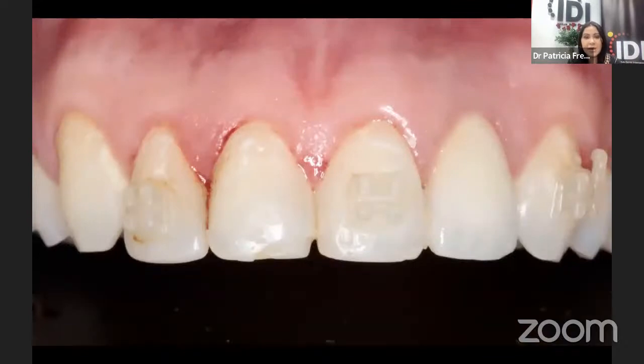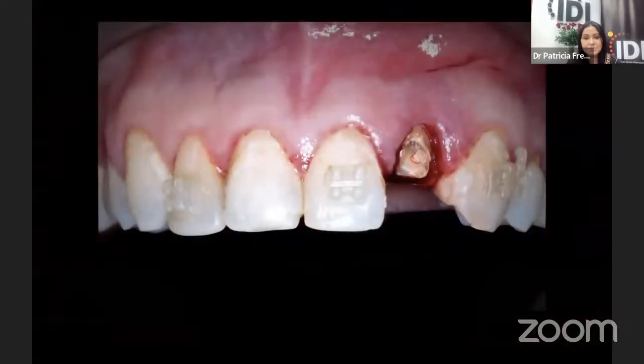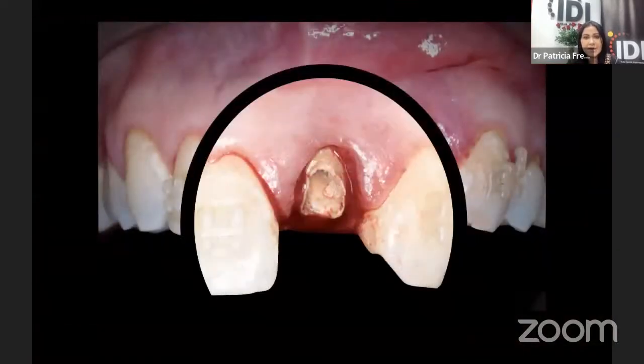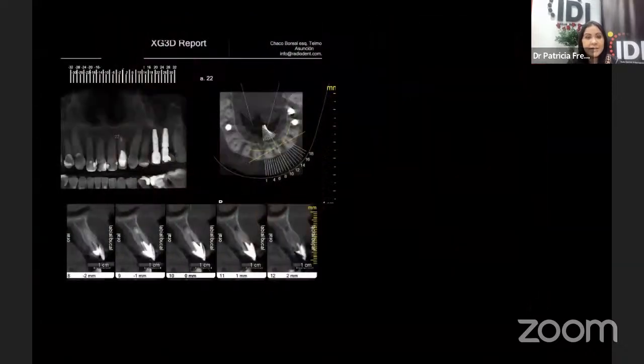And this is a case I want to share with you. We had a vertical fracture of that 2.2 lateral piece. So here you can observe in the middle buccal of that root, we have a line. That shows us that we have a vertical fracture, and we decided to remove that piece. But you can also see down the character of the bone at that area.